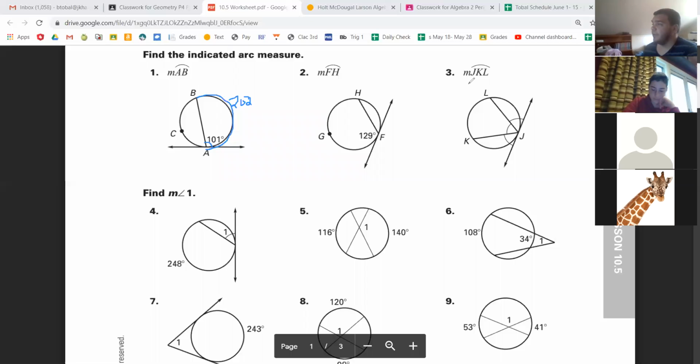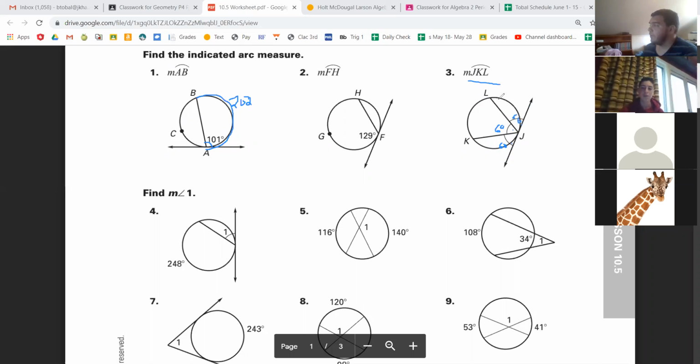Now over here, let's look at number 3. It's asking for JKL. JKL is this arc right here, all of that. They also tell us that this angle and this angle are all congruent. Well, look at line J. Line J is a straight line. If that's a straight line, these three angles should add up to 180, so each angle should be 180 divided by 3, 60. So this is 60, this is 60, and this is 60.